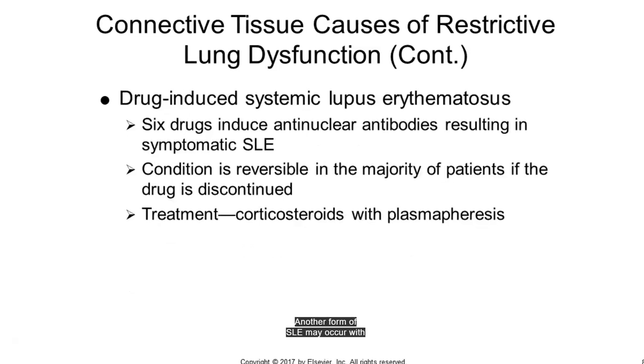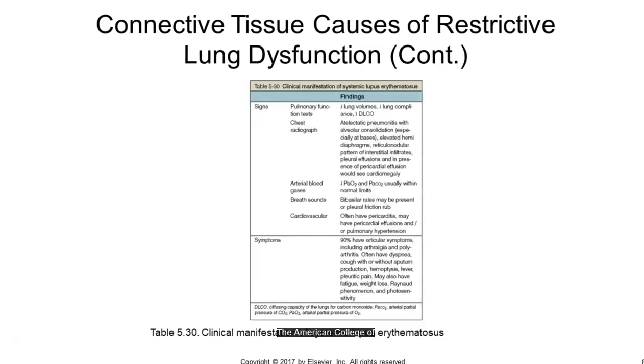Another form of SLE may occur with medications, such as procainamide, hydralazine hydrochloride, procalcitol, penicillamine, isoniazid, and hydantoins, and is treated by stopping the medication and administering steroids or plasmapheresis. The American College of Rheumatology has set forth 11 criteria that patients may exhibit, and 4 must present serially or simultaneously for a diagnosis of SLE to be made.